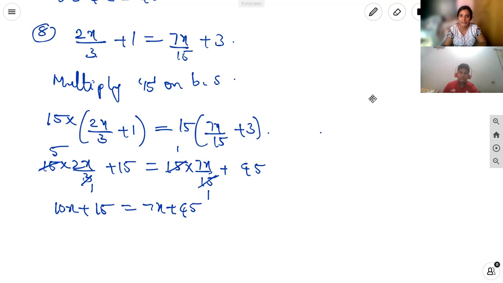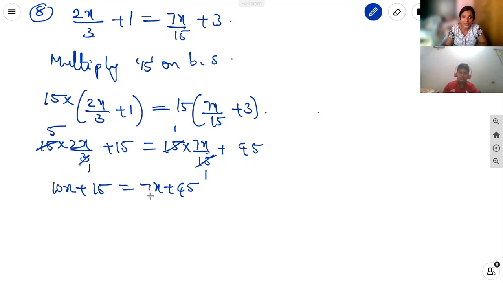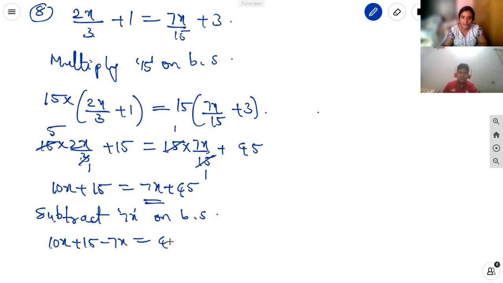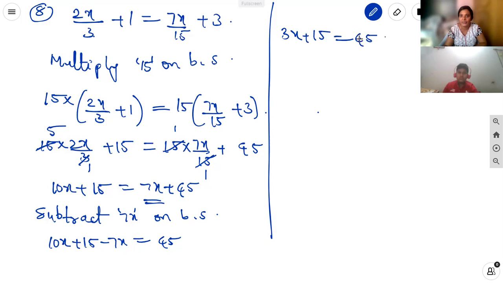Here, on the right hand side 7x is there, so subtract 7x on both sides. 10x + 15 - 7x = 45. 10x minus 7x is 3x, plus 15 equals 45.